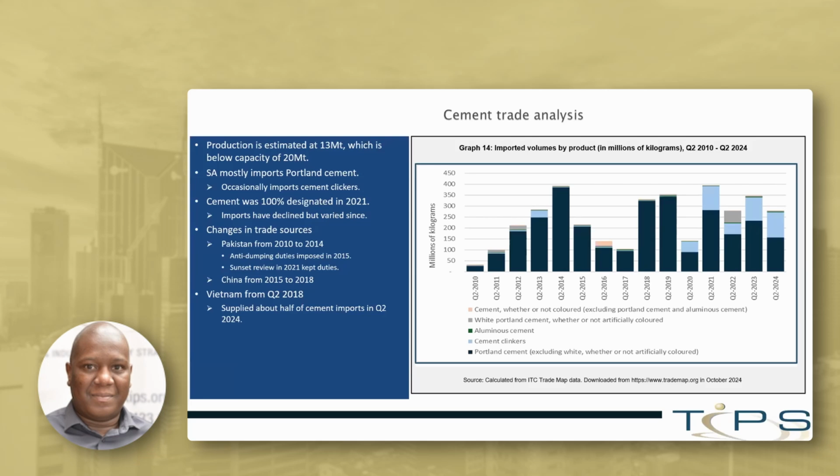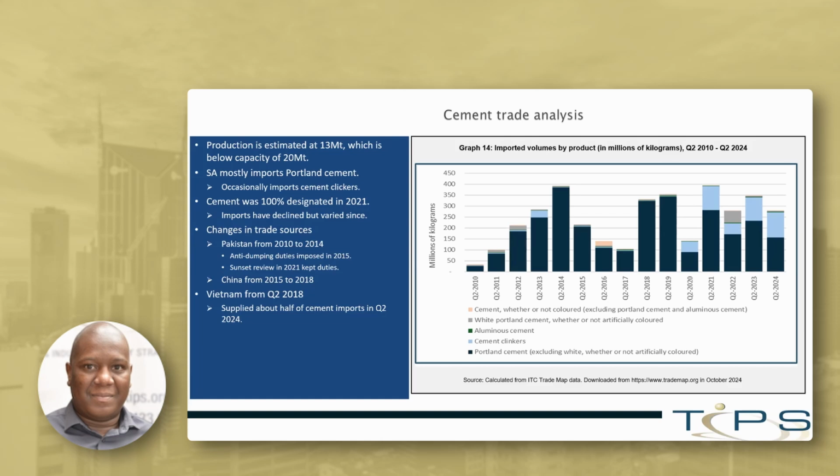So concluding with the trade analysis on cement, the production is estimated to be about 13 metric tons, which is below the capacity of 20 metric tons. South Africa imports Portland cement and occasionally imports cement clinkers. Cement was 100% designated in 2021. Imports have declined but varied since. There have been changes in trade sources.